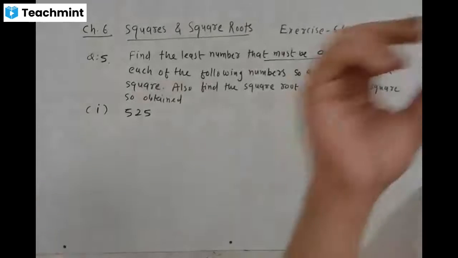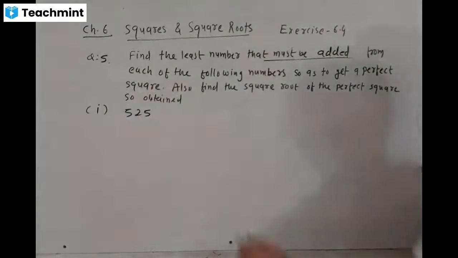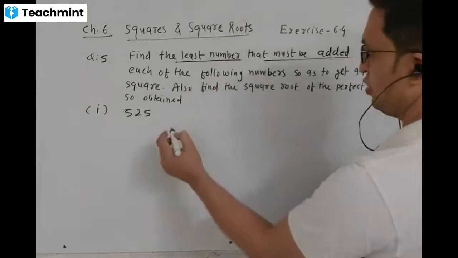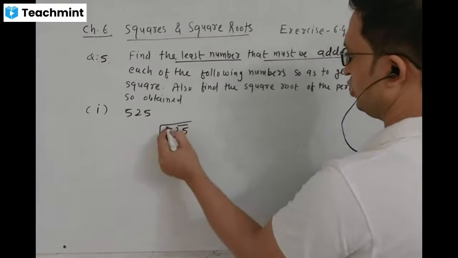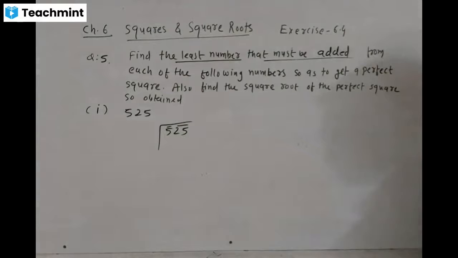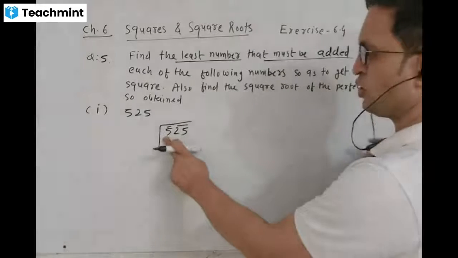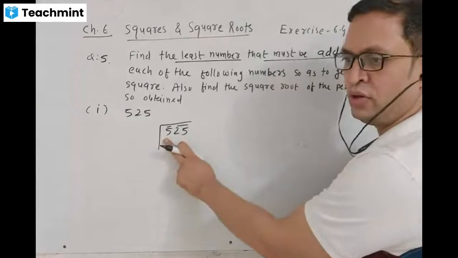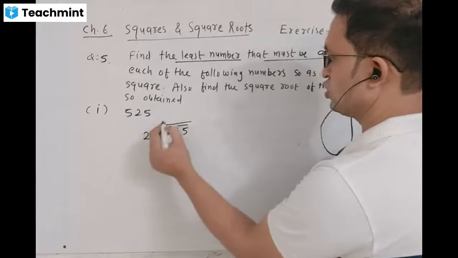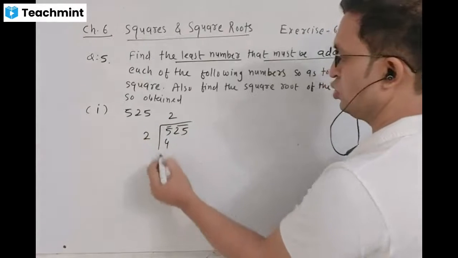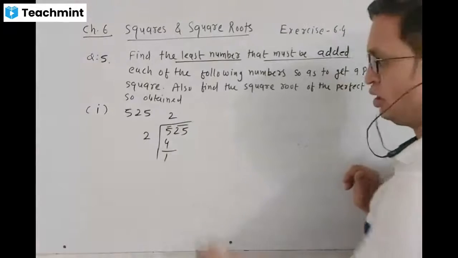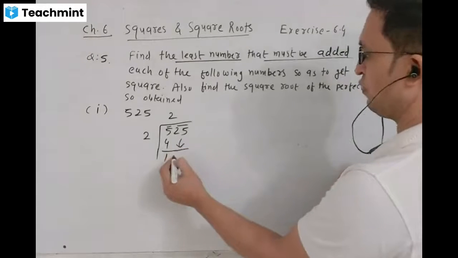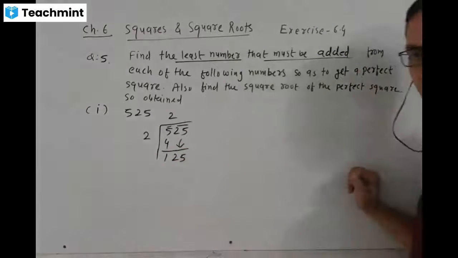Any doubt? Least number must be added. That is the group of 25 and 5. Which is the smallest perfect square number less than 5? That is 4, and 2 squared is 4. 5 minus 4 is 1. And 25. Therefore, the number is converted into 1 25.